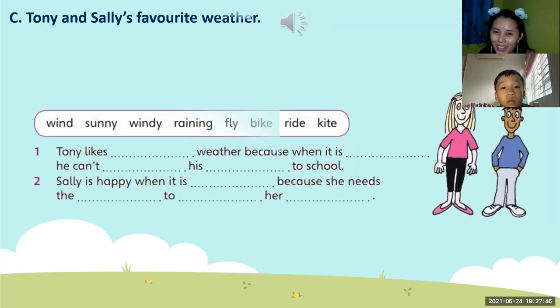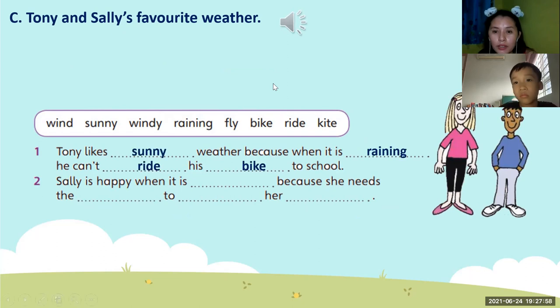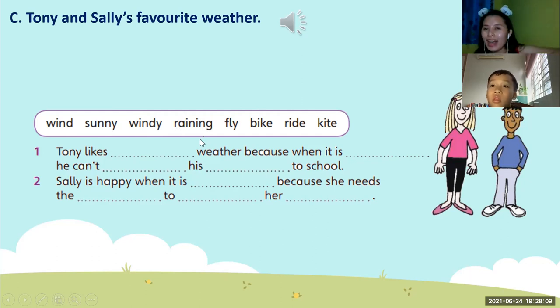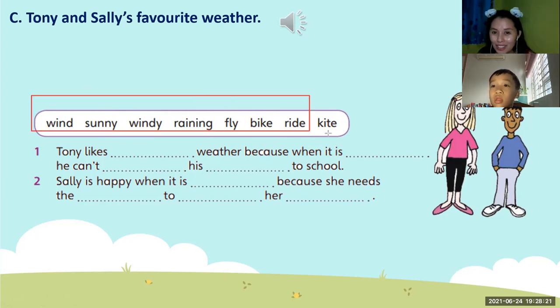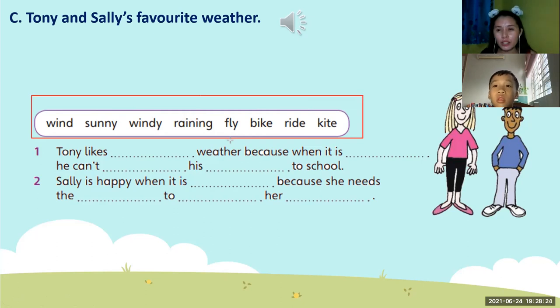Let's do this one. Can you do this? Tony and Sally's favorite weather. Okay, the favorite weather of Tony and Sally. Here are the choices: windy, sunny, raining, fly, bike, ride, kite. Those are the choices inside the box. Can you see that? What you will do is write it on the blank.